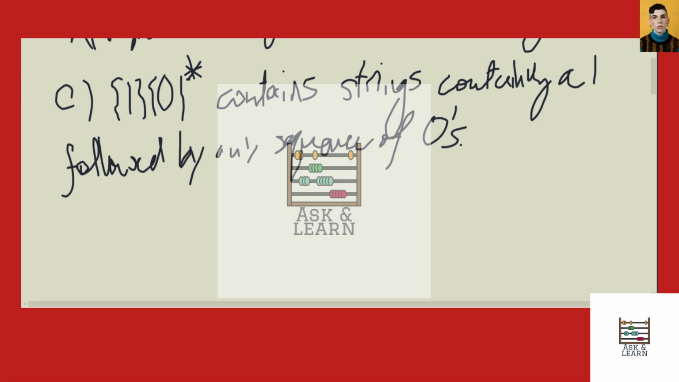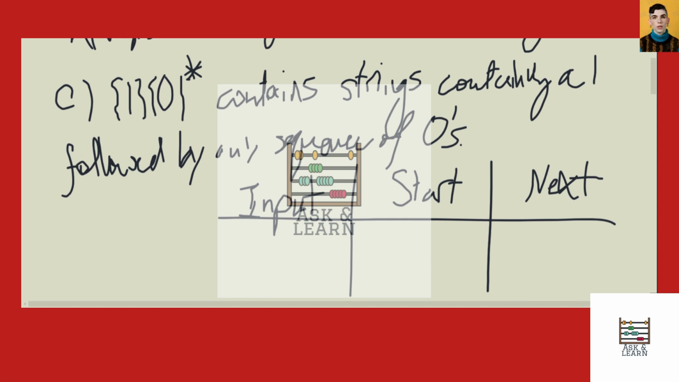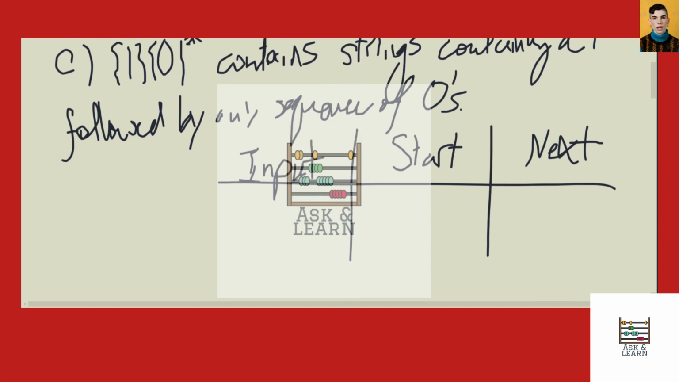So this is going to be a little bit different than previous parts. Again, I'll draw a table. We have the input, the start state, and the next state as the columns. And we see that no matter what string we take, the first input is a 1, and our start state is S0, so it follows that our next state is going to be S1.